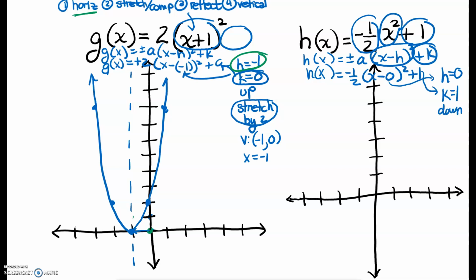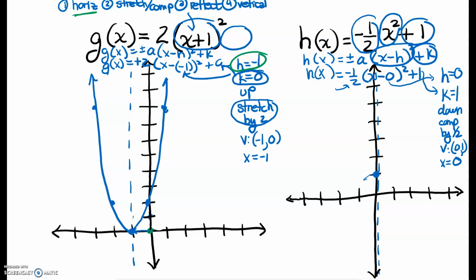And we have a 1/2 here, which tells me not only is it opening down, but it is being compressed by 1/2. Okay, so my vertex is h comma k, so it's 0, 1. My axis of symmetry is x equals h, so h is 0. So when I plot 0, 1 and draw my axis of symmetry in, I know it's going to be opening down, so it will look like this somewhat.